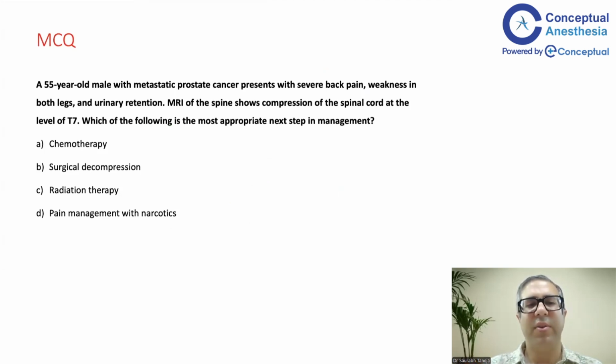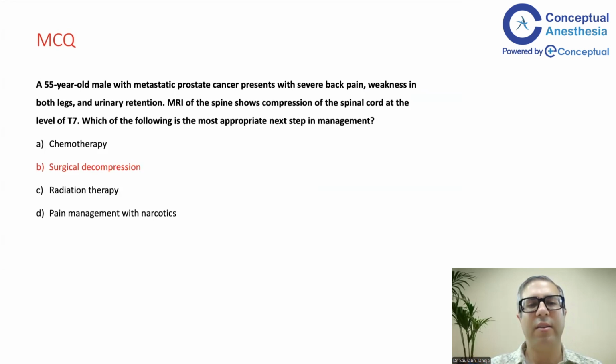Now another second MCQ: a 55-year-old male with metastatic prostate cancer presents with severe back pain, weakness in both legs and urinary retention. MRI shows compression of the spinal cord at the level of T7. We should note that prostate cancer can spread to the bones due to metastasis and can lead to severe back pain and numbness when it compresses any nerve root. Which is the most appropriate next step of management?